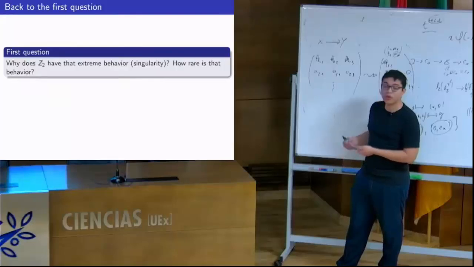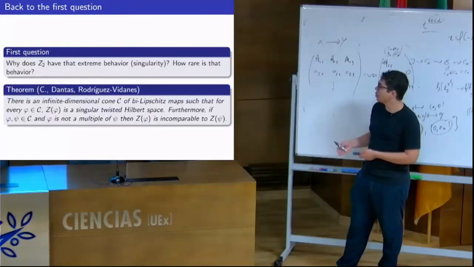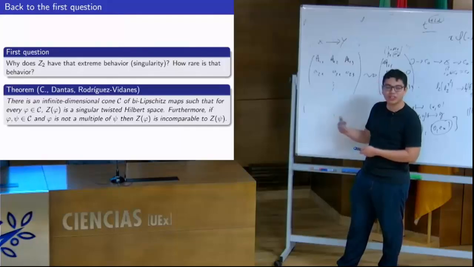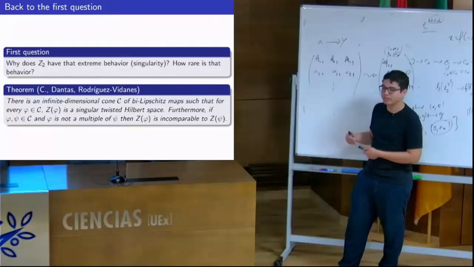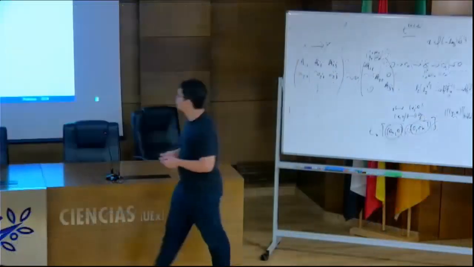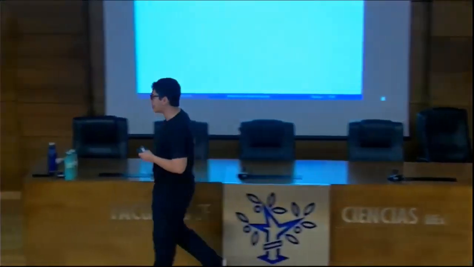Okay, and so how rare is singularity? Well, you actually get an infinite dimensional cone of spaces with singular quotient map. By that I mean you have a cone of bi-Lipschitz maps such that the corresponding twisted Hilbert space is singular, and you can differentiate between them. Okay, so if phi and psi are not multiples one of the other, then z of phi is incomparable to z of psi. So this kind of answers the first and the second question. And there is the third one.